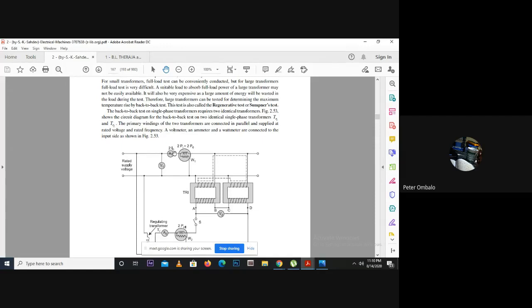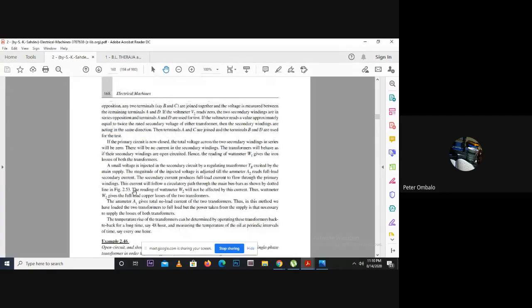The voltmeter, yeah, here they are, towards the last part. The ammeter gives the total no load current of the two transformers. The wattmeter gives the full load copper losses of the two transformers. So the wattmeter, the ammeter, and the voltmeter is also given. Where is it?